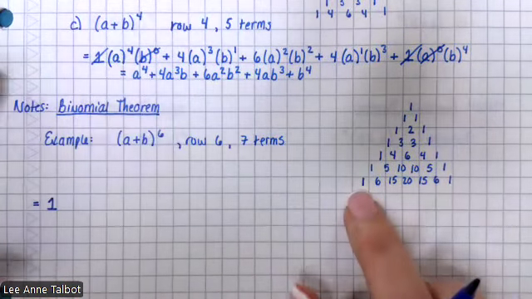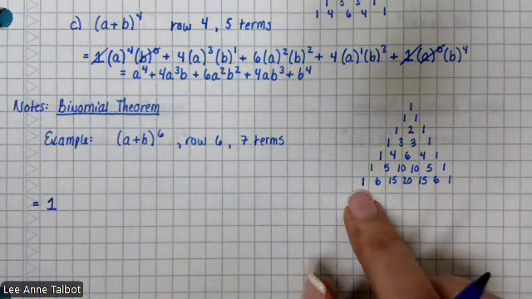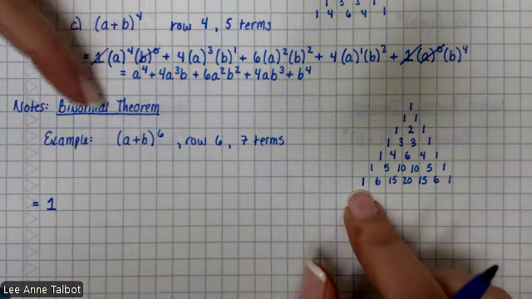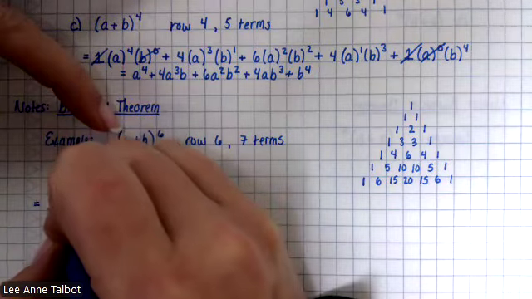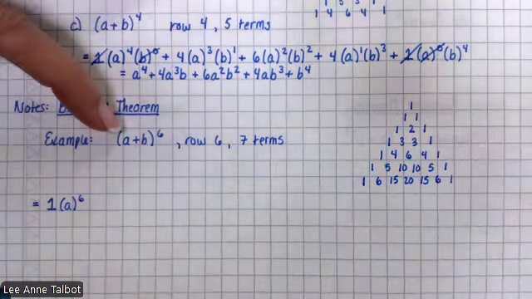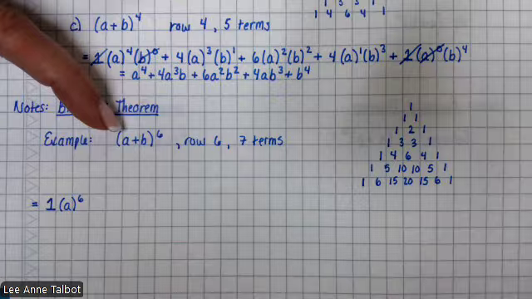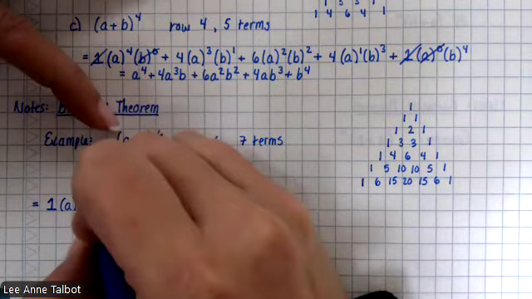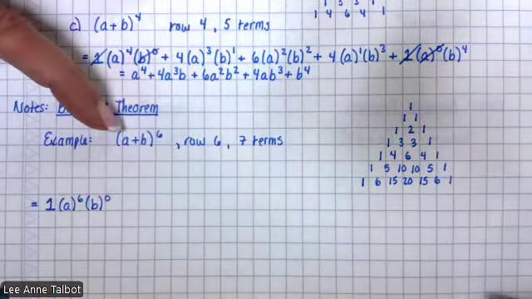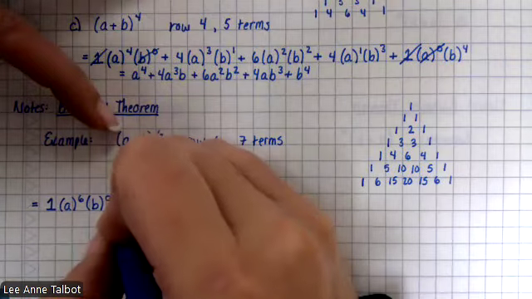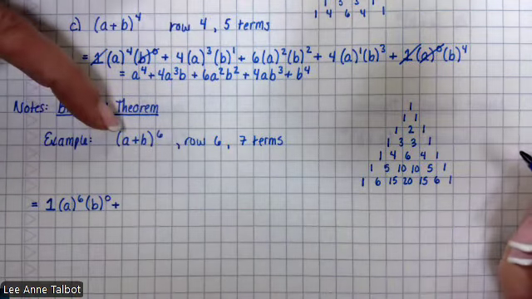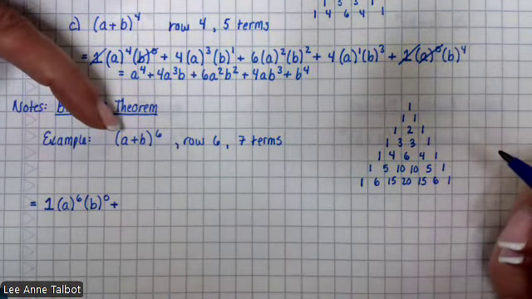First number in row 6 is 1. Okay, what is in the front seat? A to the full power. B to the 0. Plus. Okay, what number is next?